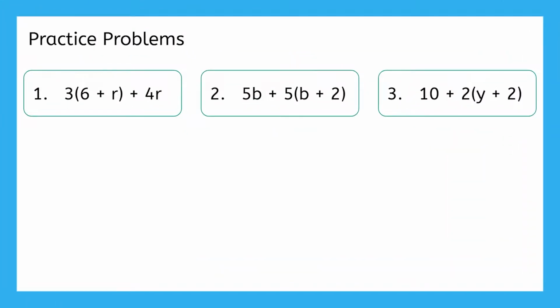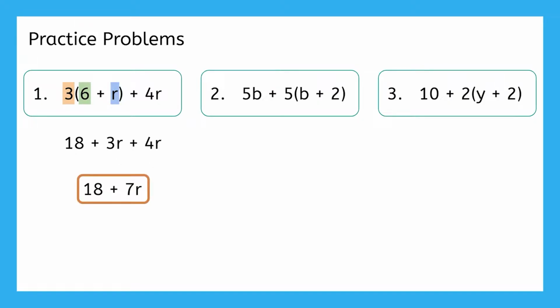Check your answers starting with the first expression. As we saw in the example, we'll start by distributing the 3 to 6 and r inside of the parentheses using multiplication. That will give us 18 plus 3r, and we bring down the plus 4r. Is that the final secret identity of this expression? Not yet. We still need to combine like terms. Which terms will we combine? Exactly, 3r and 4r. Adding those together gives us 7r, making the final equivalent expression 18 plus 7r.